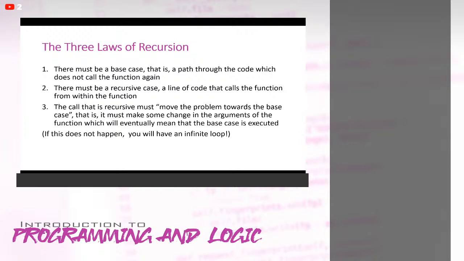We also have the recursive case, which is a line of code that calls the function from within itself. And then in that call, we must have some kind of argument that we're moving toward that base case, so we can break that condition, where that condition maybe at once was true, but now it's going to be false.